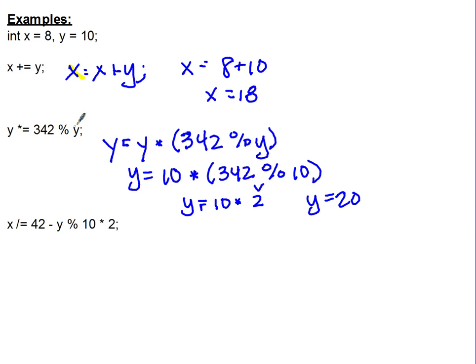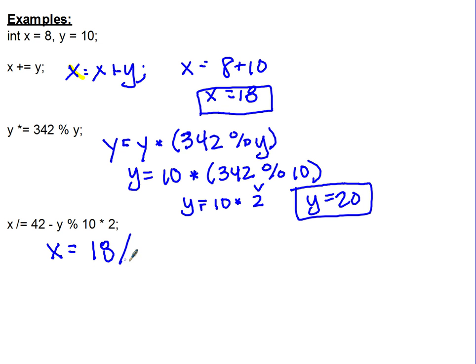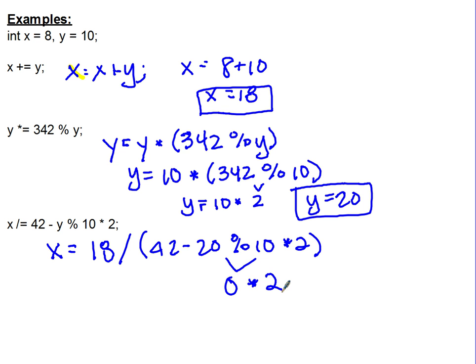And then if I'm using any changes that have happened to my variables, so x now equals 18, y now equals 20, you go in here, x is now going to equal 18 divided by 42 minus 20 mod 10 times 2. Remember my PEMDAS and order of operations. Look what's inside the parentheses. I'm going to do this modulus first. And it's going to give me a result of 0. And then I would have that times 2, which gives me 0.